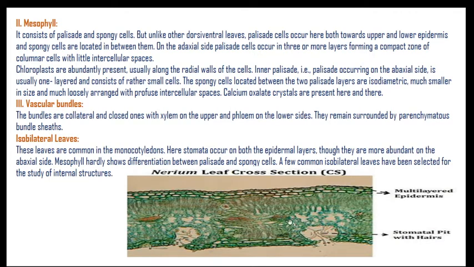This is the actual nerium leaf cross section which shows the presence of vascular bundles. These are the stomatal pits which have stomata and trichomes, and this one is the multi-layered epidermis.